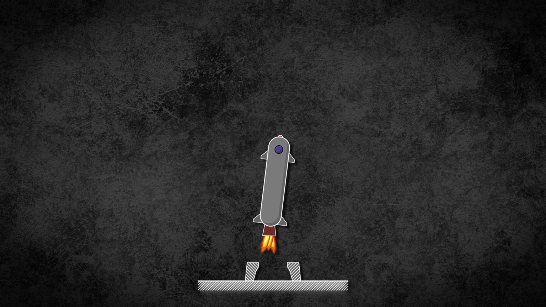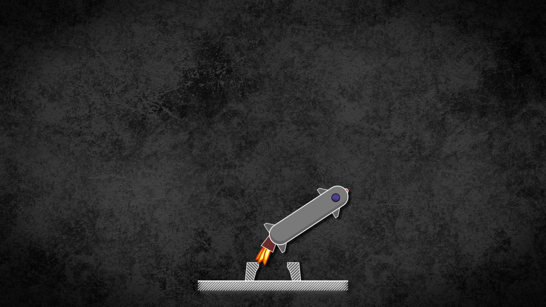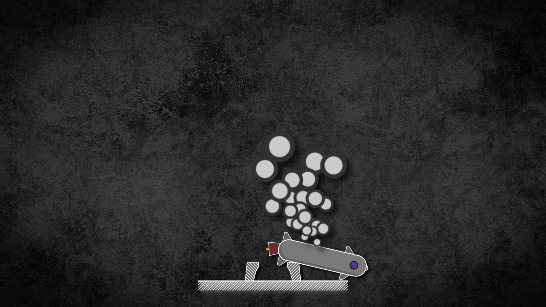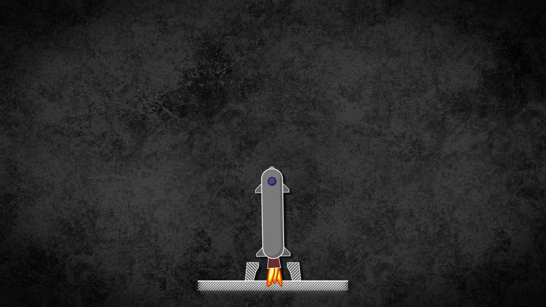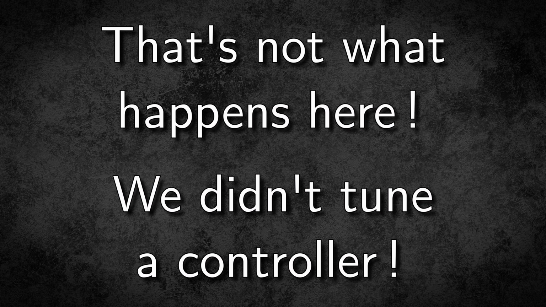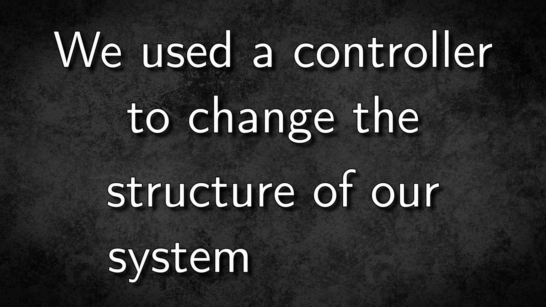In the last video I showed you this unstable system. It flipped and then crashed. Only when we added a state feedback controller did we manage to stabilize it. At first it might have looked like we simply tuned the gains of the controller, but that's not what happens here. We didn't tune a controller, instead we used a controller to change the structure of our system matrix.